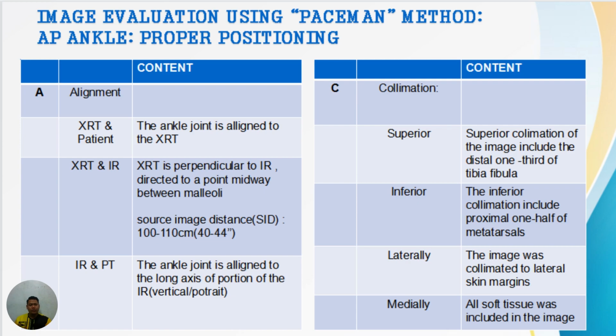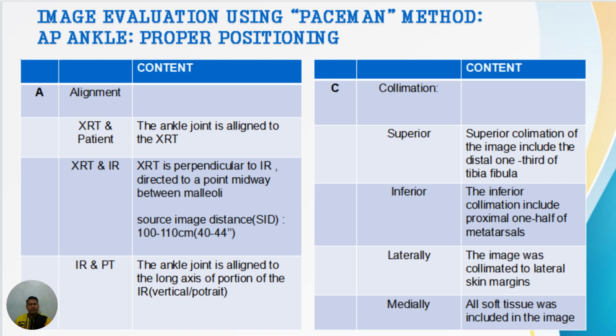Next is A, which stands for alignment. First is X-ray tube and patient. The ankle is aligned to the X-ray tube. Second is X-ray tube and image receptor. The X-ray tube is perpendicular to the image receptor and directed to a point midway between malleoli. And the source image distance, SID, is 100 to 110 centimeters or 40 to 44 inches.